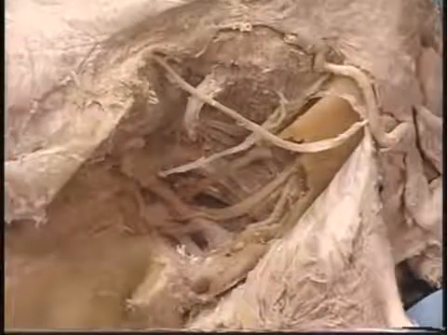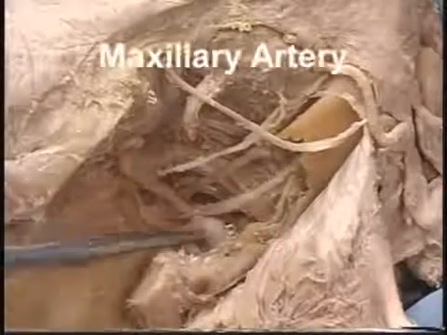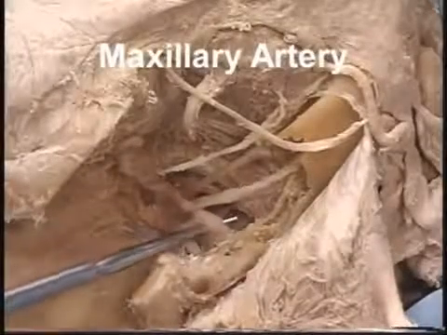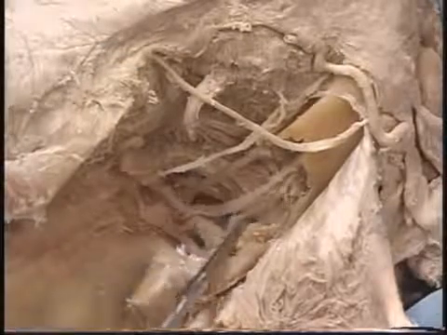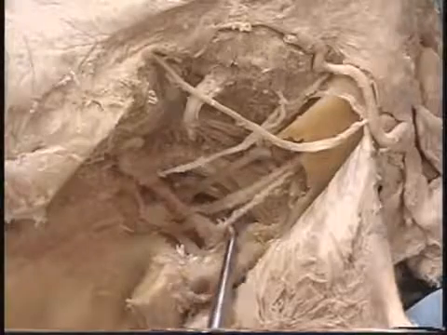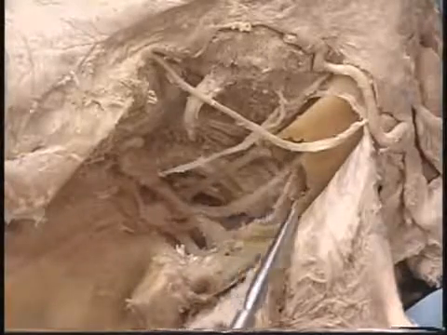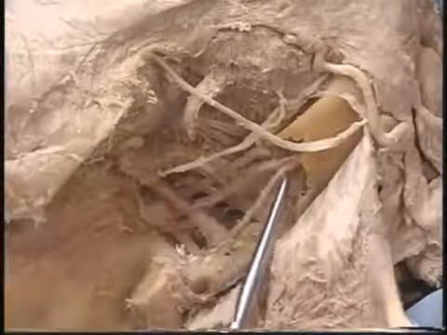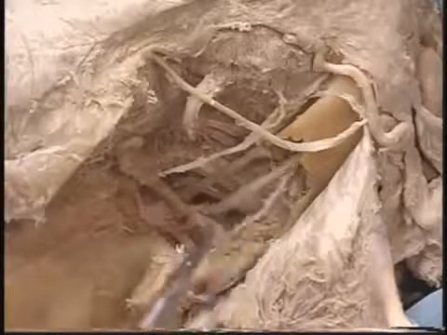Talking about the artery in the infratemporal fossa, now I'm picking up the maxillary artery. The maxillary artery gives 2 important branches, the inferior alveolar artery, which runs with the inferior alveolar nerve and enters the mandibular foramen to supply the gum and the mandibular teeth.